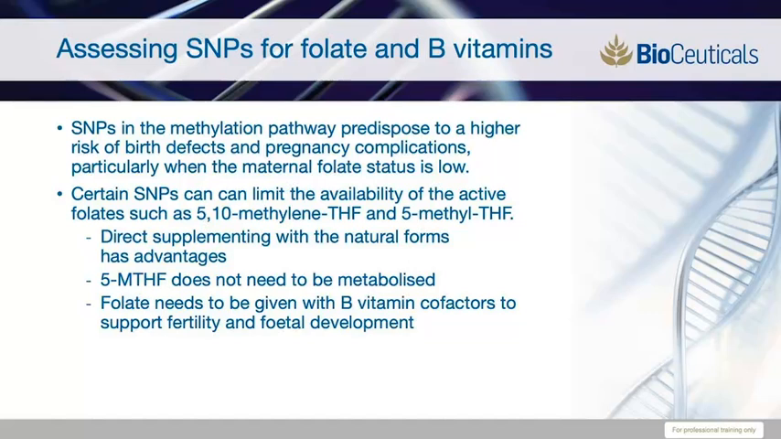So SNPs in the methylation pathway predispose to a high risk of birth defects, pregnancy complications, particularly when the mother's folate and B vitamins are low. Certain genetic variations can limit the availability of these active forms of folate, so directly supplementing with these natural forms has advantages. The MTHF, or the 5-methyl tetrahydrofolate, does not need to be reduced by dihydrofolate reductase, and folate needs to be given with other B vitamin cofactors so that it works appropriately.